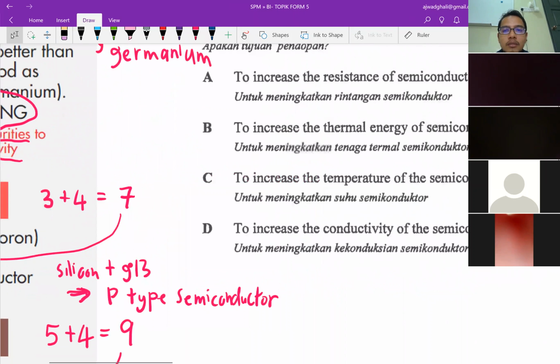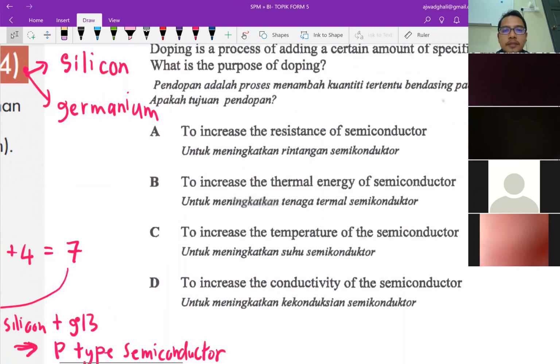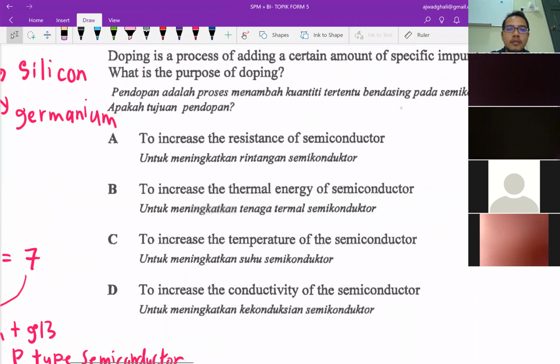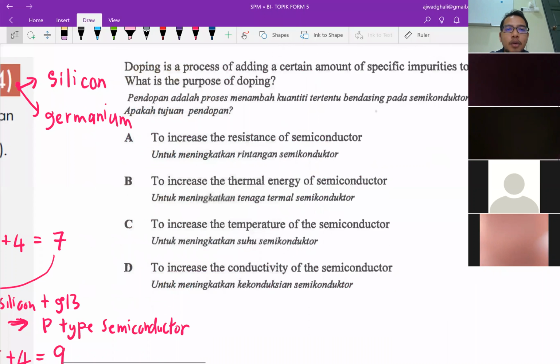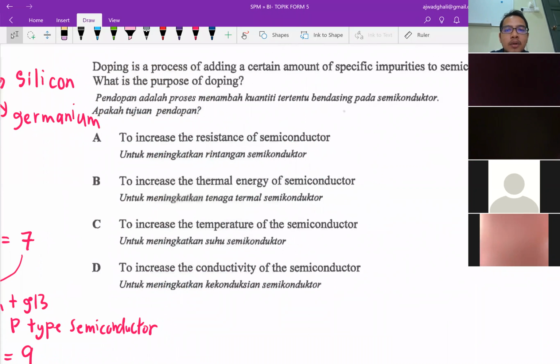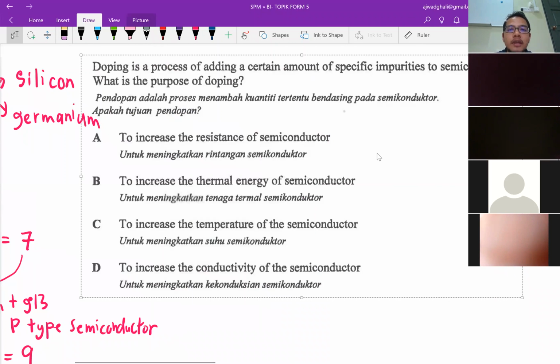So if you have a question like this: doping is a process of adding a certain amount of specific impurities to a semiconductor. What is the purpose of doping? Okay, the purpose of doping, good Akasha, is to increase the conductivity of the semiconductor. This is important because after this, we have around 1 minute.